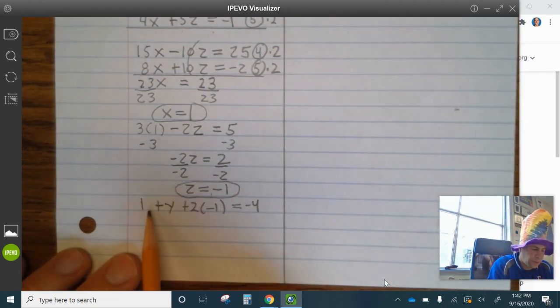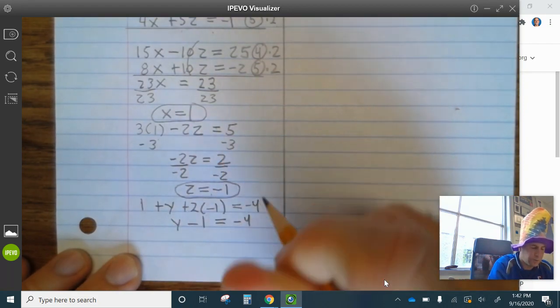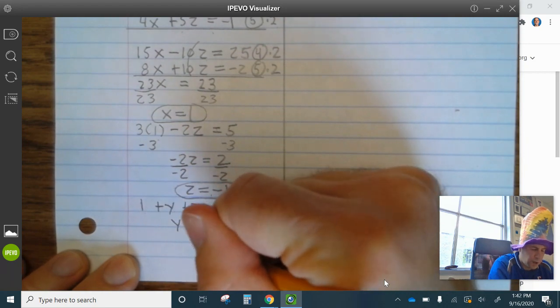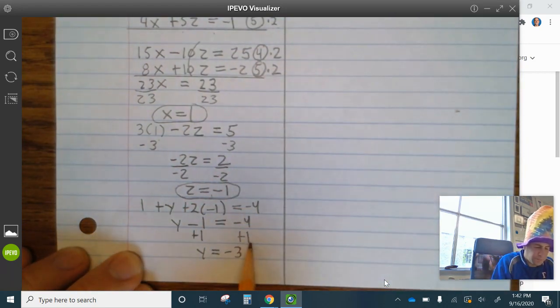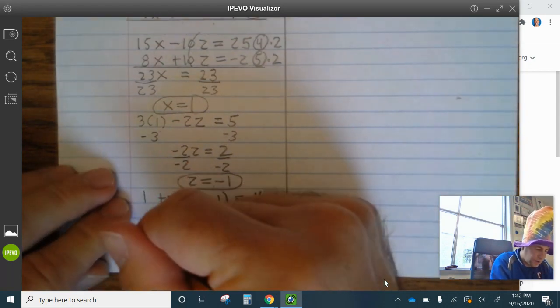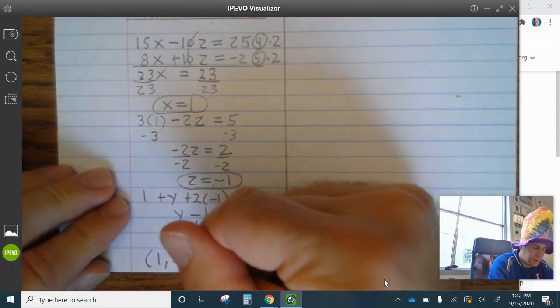Well, 1 minus 2 is negative 1. So this is y minus 1 equals negative 4. Add 1 to both sides. So y equals negative 3. So your solution is 1 comma negative 3 comma negative 1.